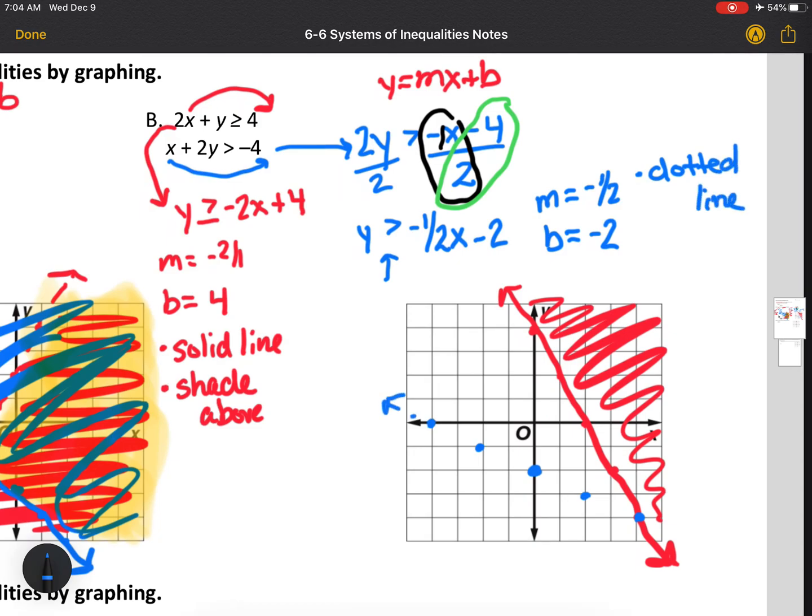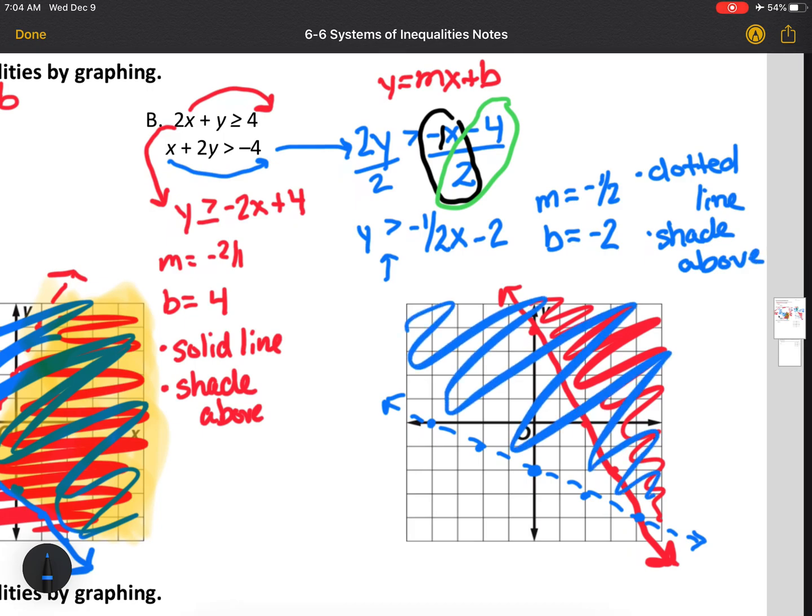When I connect them. Okay. And what kind of shade do I need? Well, it's y is greater than, so this one's going to be shade above. So everything above that dotted line is going to get shaded.